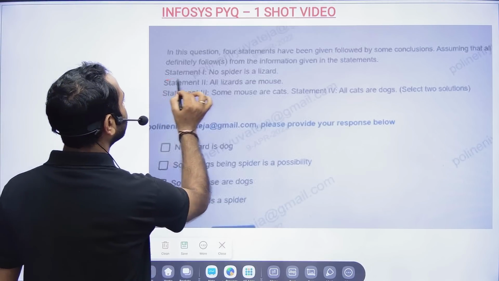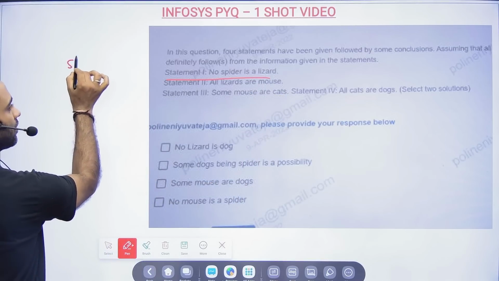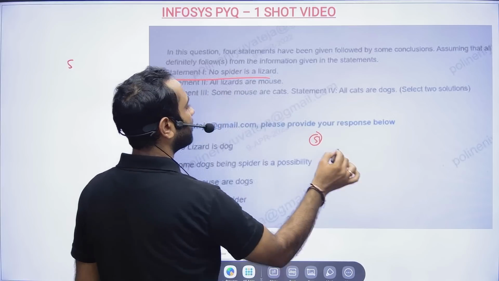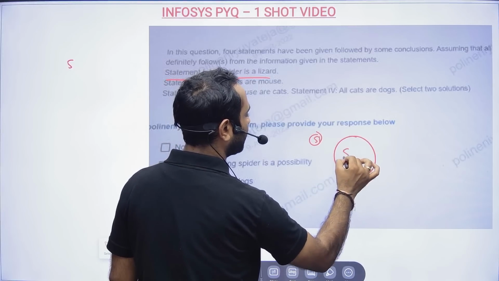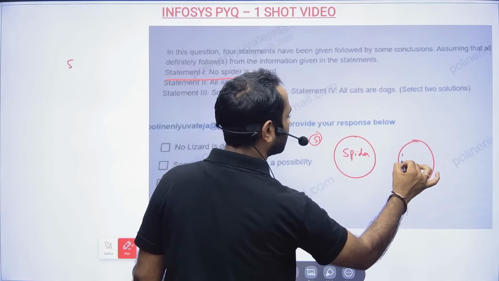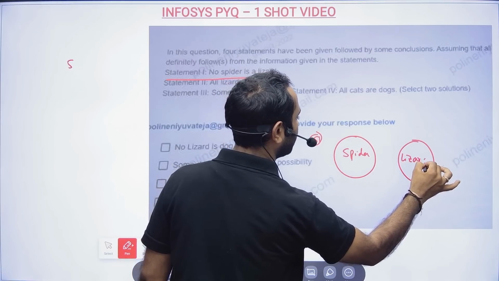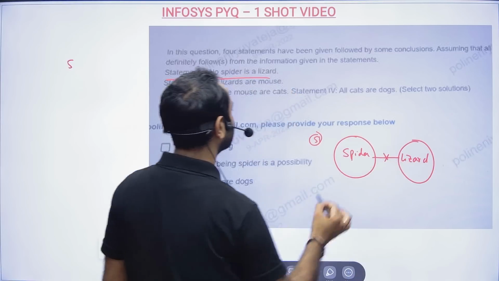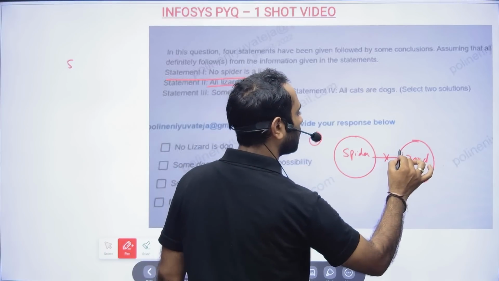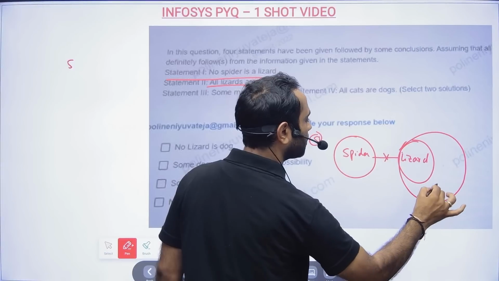No spider is a lizard. So statement 1, no spider is a lizard. So this is my spider. Spider and lizard, there is no connection. All lizards are mouse.